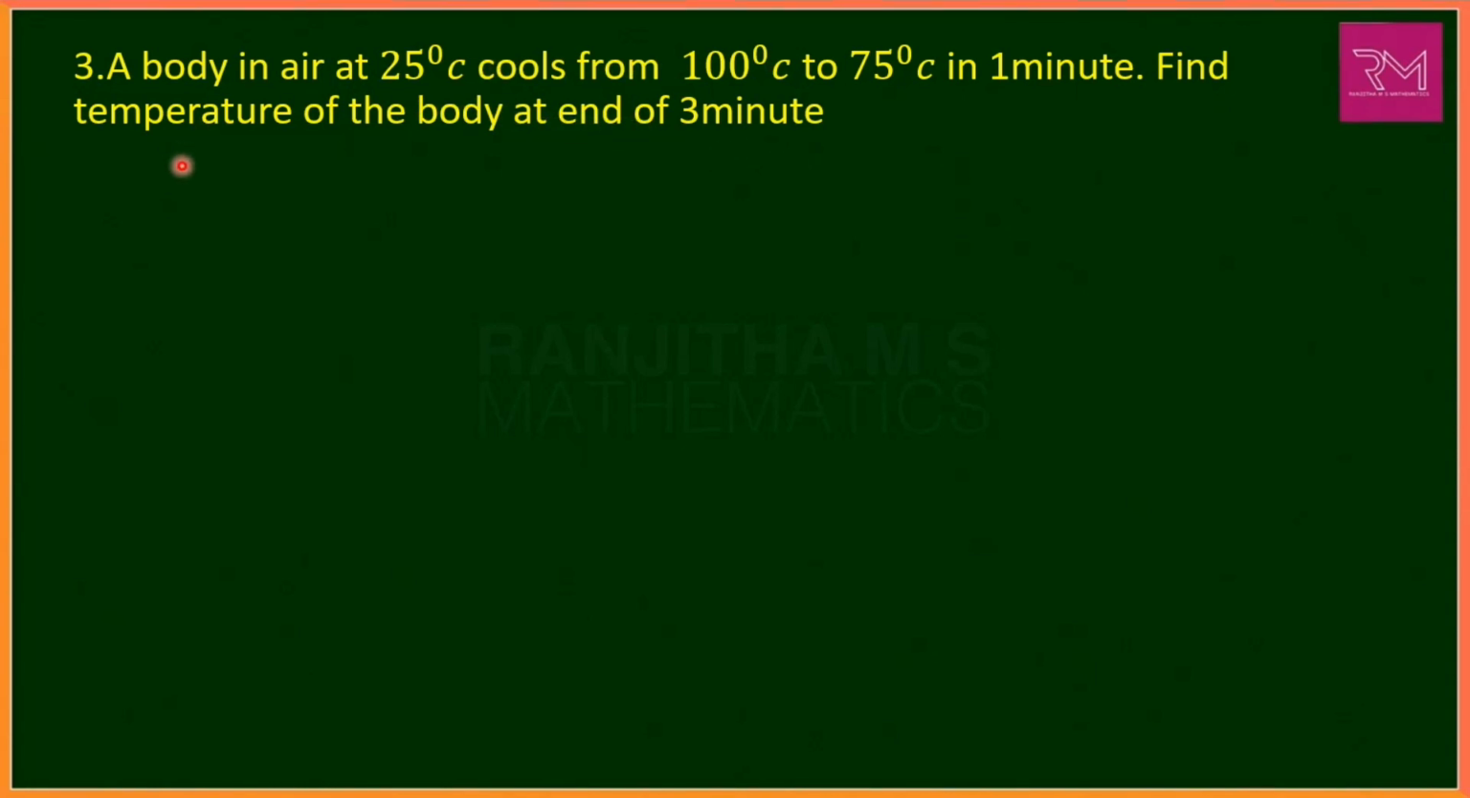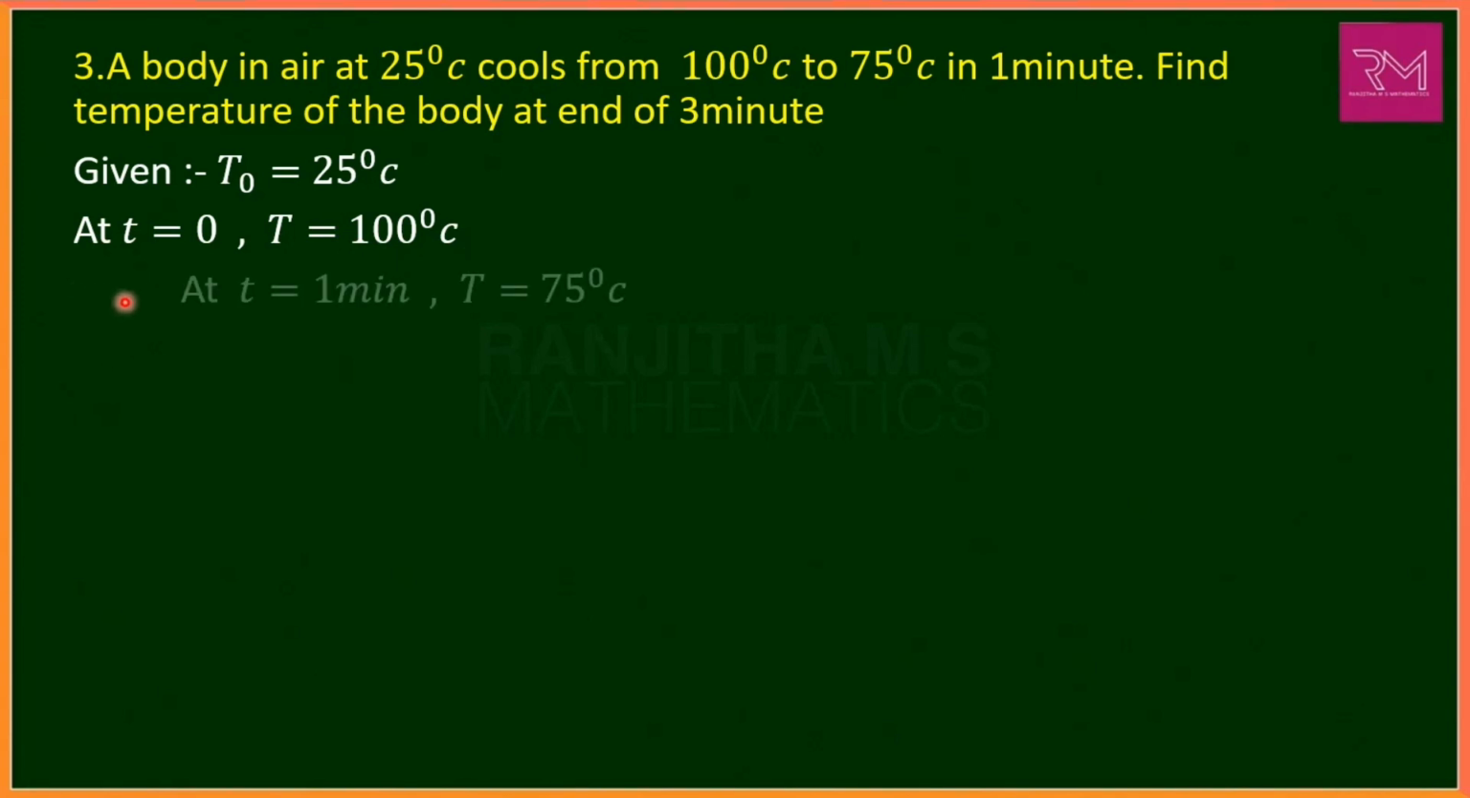First, take the given data. The body is in air at 25 degrees Celsius, that is T0 is 25 degrees Celsius, and it cools from 100 degrees Celsius to 75 degrees Celsius in 1 minute. That means at t equal to 0, the initial temperature is 100 degrees Celsius. After 1 minute, that is at t equal to 1 minute, the temperature is 75 degrees Celsius.